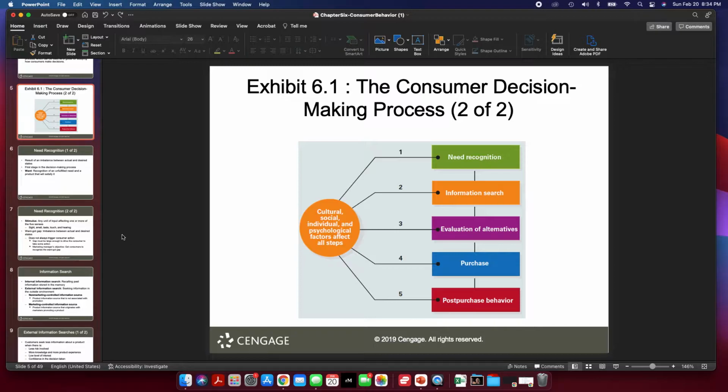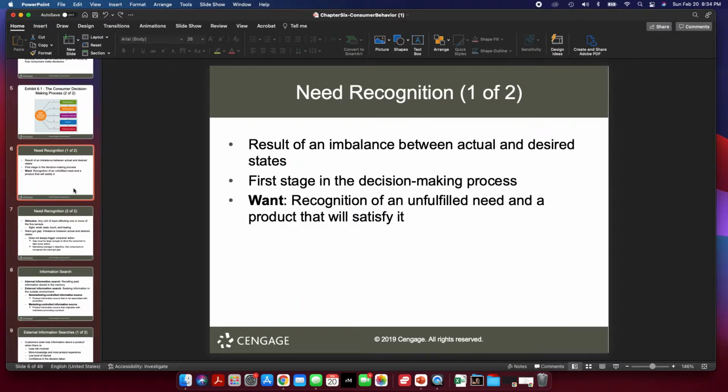So let's go through each one of these steps. First step is need recognition. You start off with a need or want. There's an imbalance between actual and desired states. I need something, I want something. This is the first stage in the decision-making process. Remember, the want is a recognition of an unfulfilled need and the product that will satisfy.